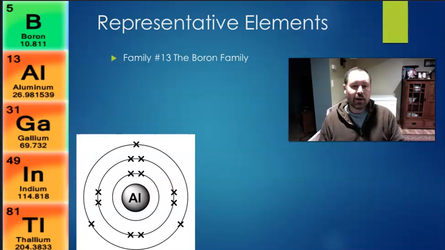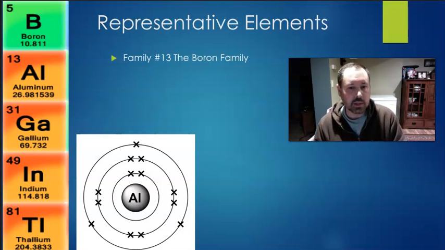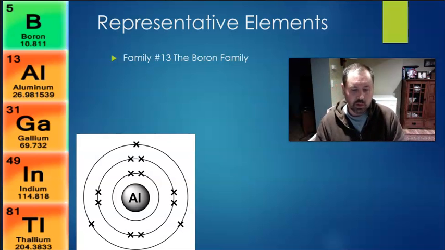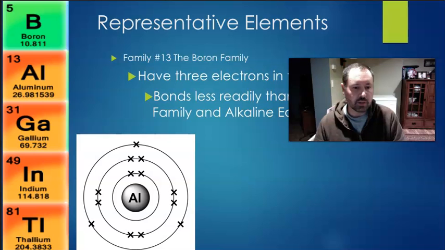And right now we are at element family 13. Remember, we are skipping the transition metals in the middle. So element family 13, that is the boron family. So take a look at the slides. Make sure you're copying down these notes. The boron family. So let's talk about the boron family.